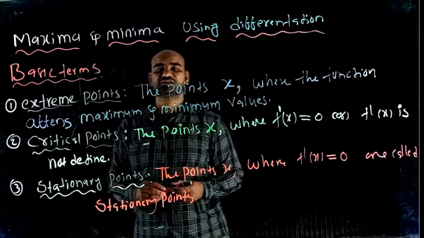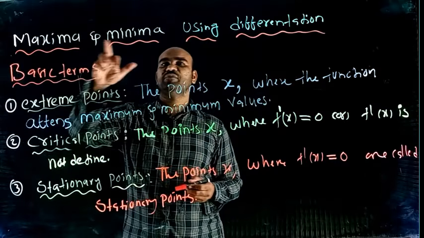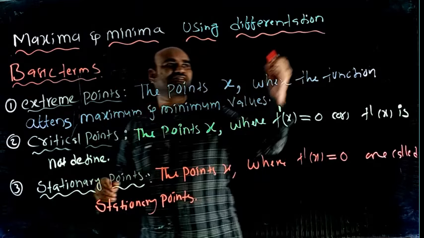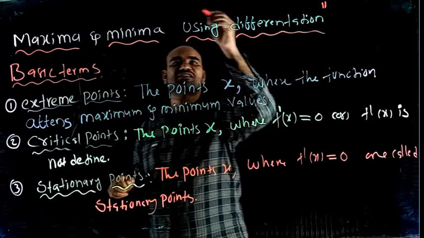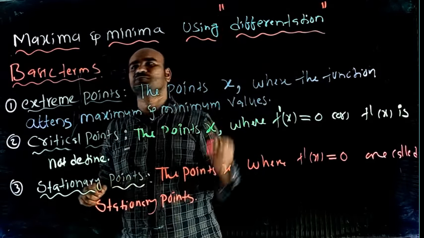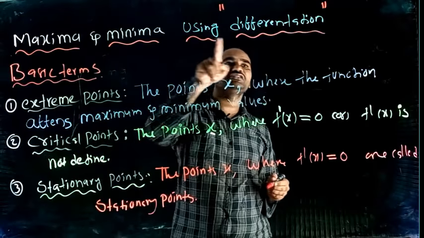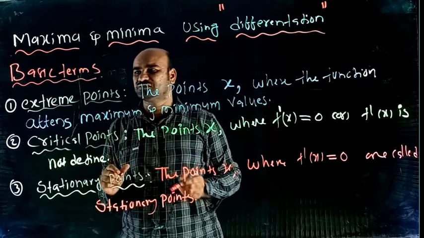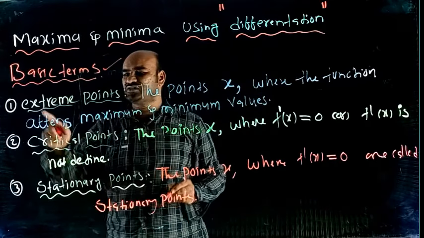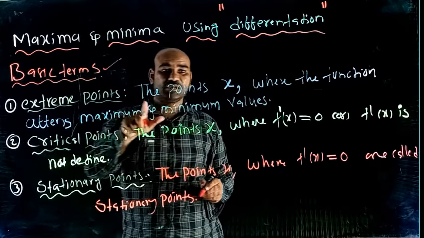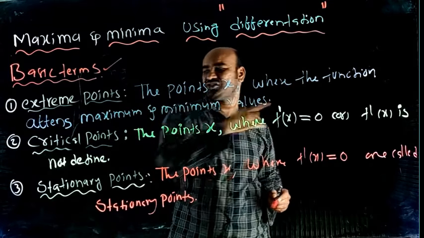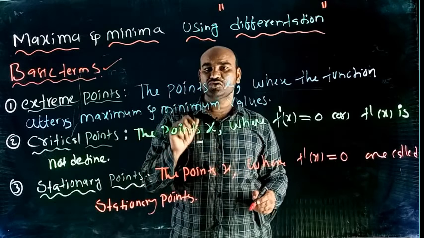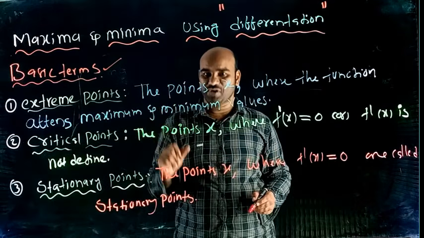Okay students, maxima and minima using differentiation. This is an important part for us. We are waiting for this part only. Maxima and minima using differentiation. In this part also we have some basic terms. First, extreme points. The points x where the function attains maximum and minimum values, those points are called extreme points.